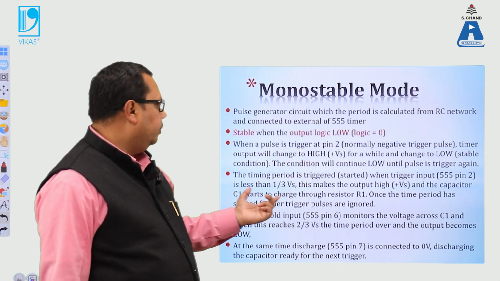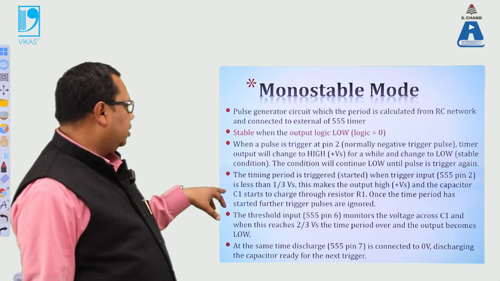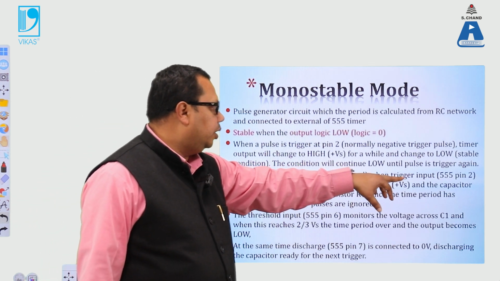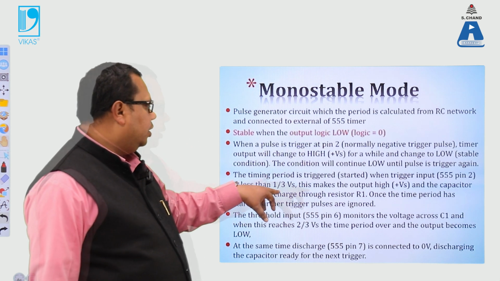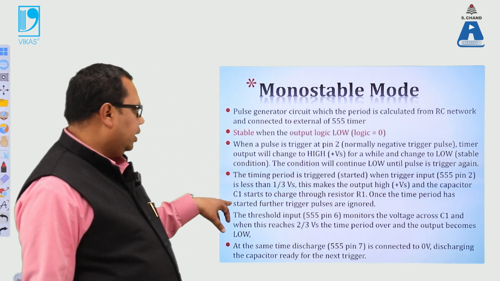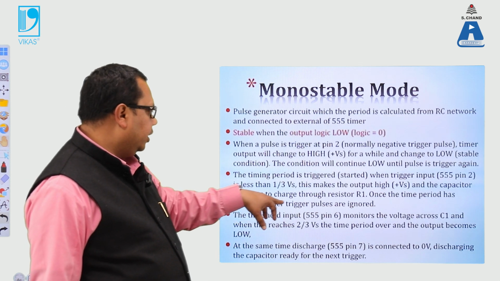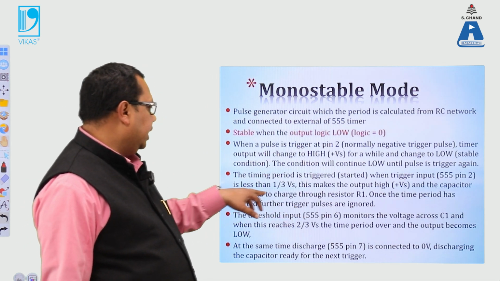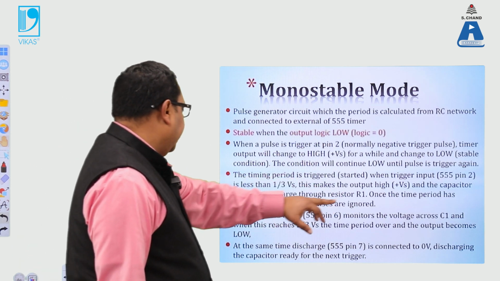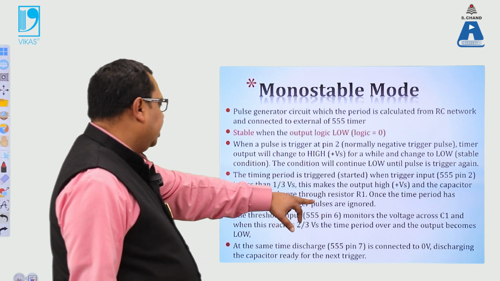If you focus on this fourth point, the timing period is triggered when the trigger input, 555 pin 2, is less than 1/3, which makes the output high, and the capacitor starts charging through the resistor R1, as we have seen in the circuit. The time period has started, so further trigger pulses are ignored.